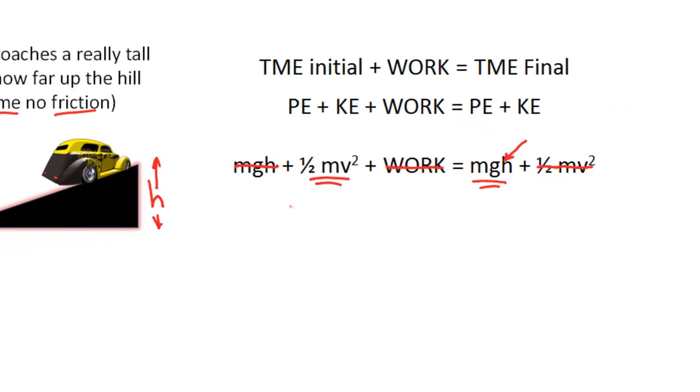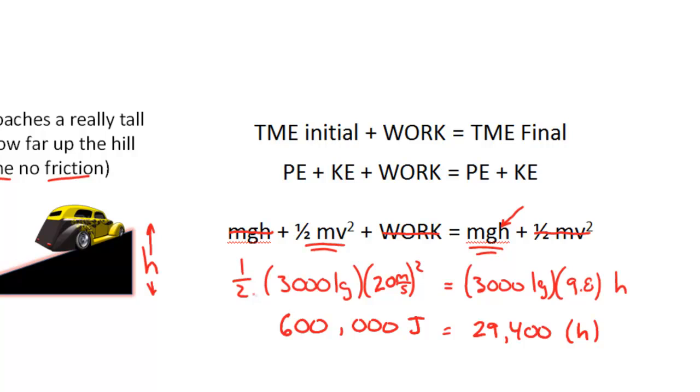Alright guys, let's set the problem up. When we plug in the numbers, we find out that 1/2 times 3,000 times 20 squared will result in 600,000 joules of kinetic energy. On the other side, that has to be converted into pure potential energy because there is no loss of energy due to friction. So over here we have 3,000 times 9.8, which I've simplified down to 29,400, multiplied by the height. At this point, you need to isolate for the height, and we find out that the height is going to be equal to 20.4 meters.